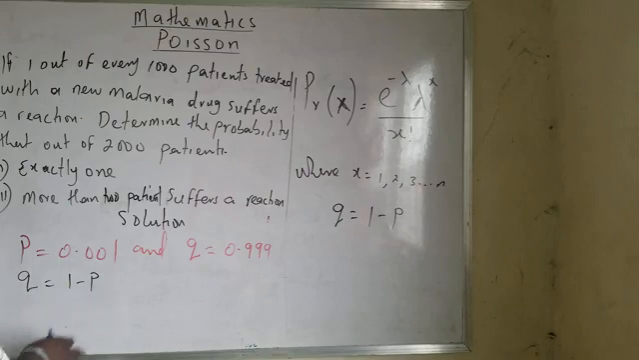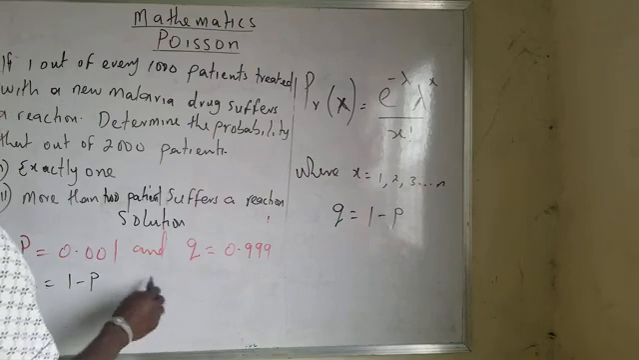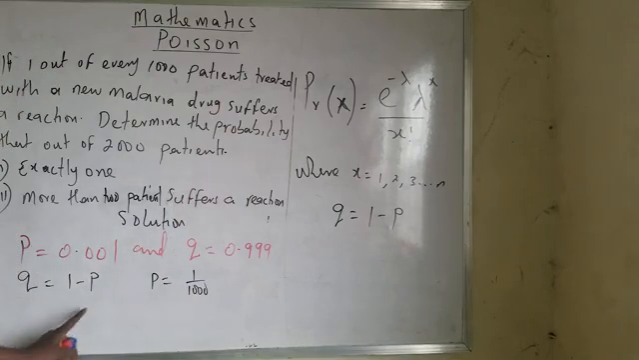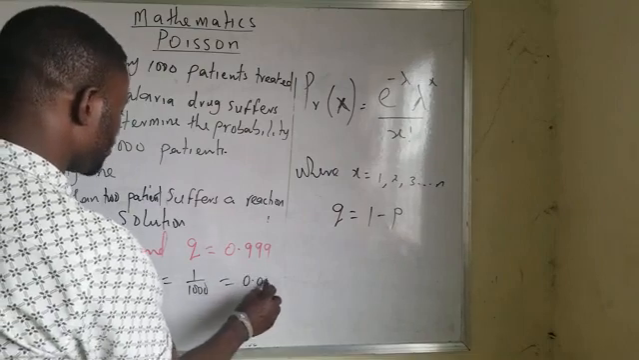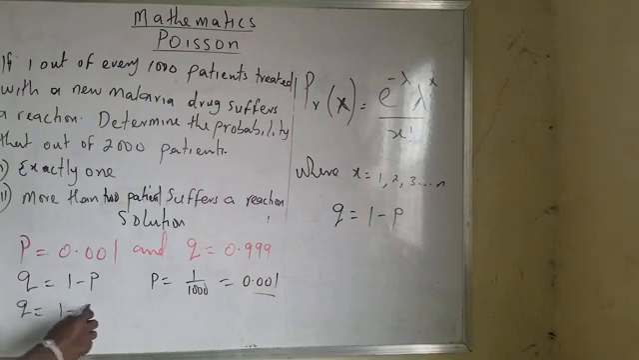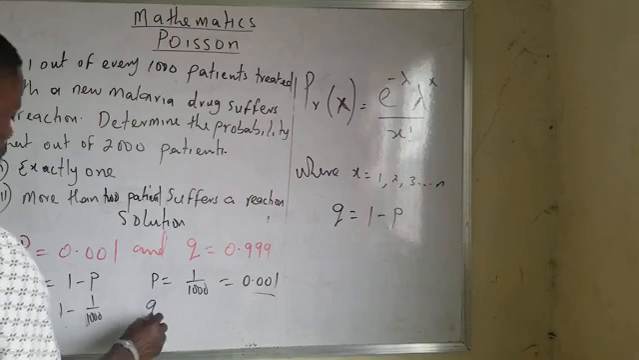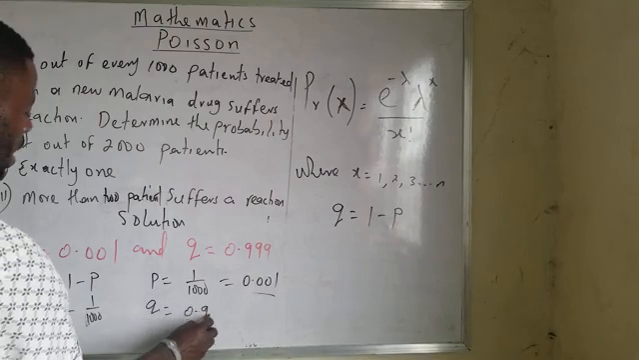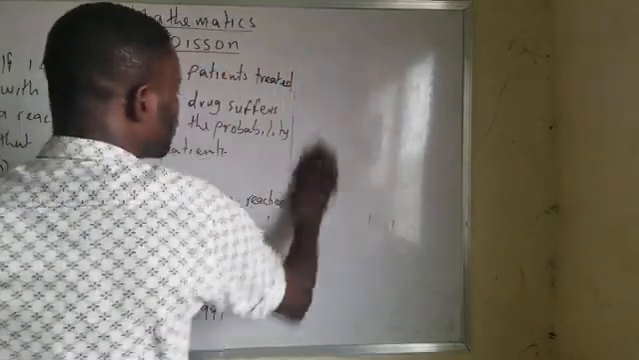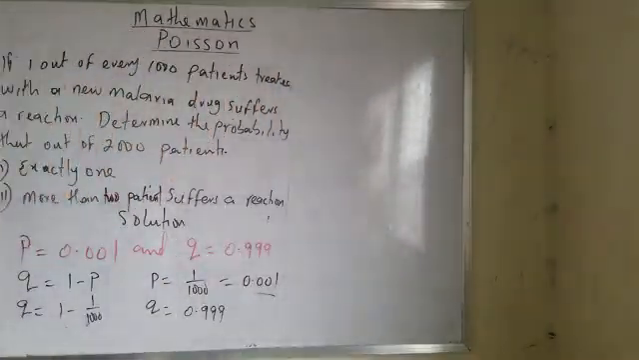Let me quickly explain that. My p will be equal to 1 over 1,000, which gives 0.001. That is how I have this. And my q will be equal to 1 minus 1 over 1,000, which gives 0.999. Please, that is how that is done. Take note of that, just in case you are not getting that area very well. Now, what next I need to do is that you will now come to your what?